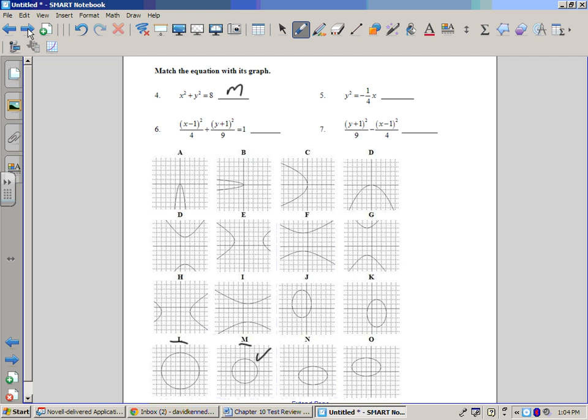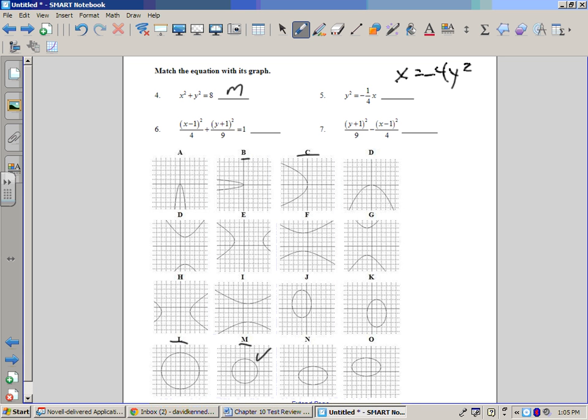Number 5 is a parabola. I could write this parabola as x is equal to negative 4y squared. I know it's a parabola, therefore, that opens to the left. It has a vertex at 0, 0. Where do I have parabolas that open left that have a vertex at 0, 0? There's one, and I believe there was another one, if I remember correctly. Yes, B and C are both that.